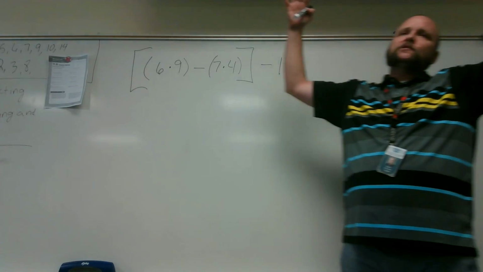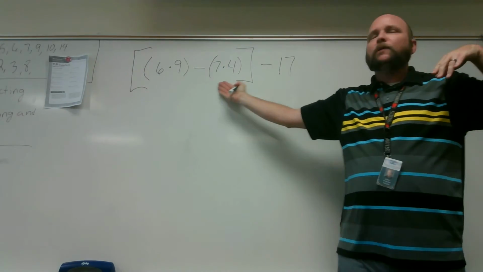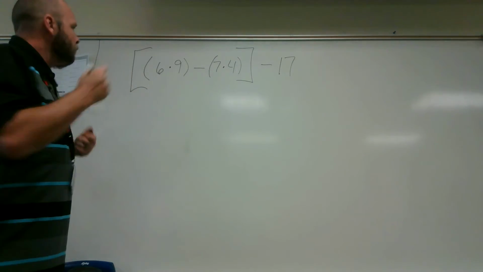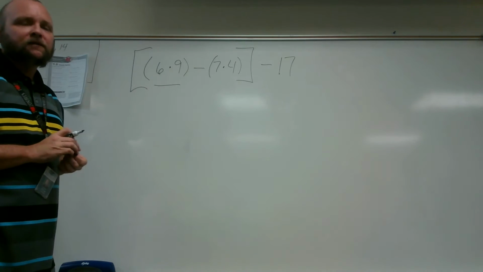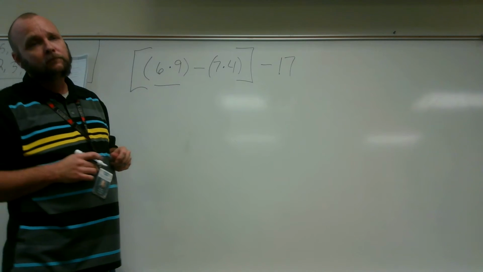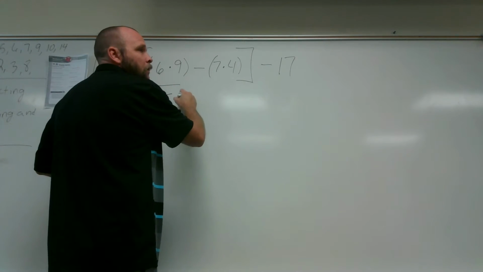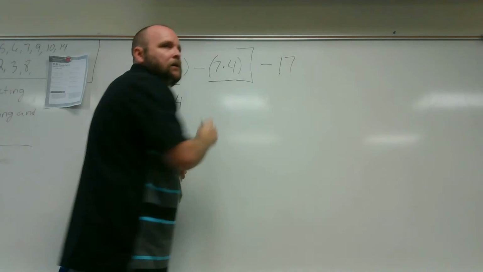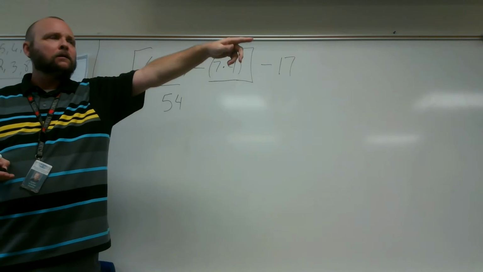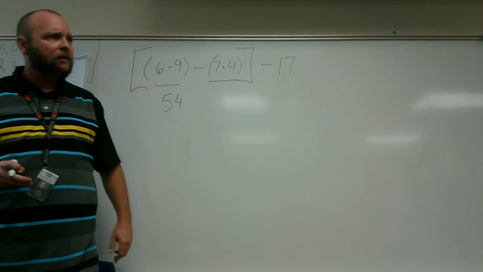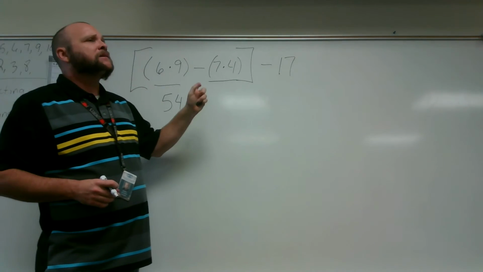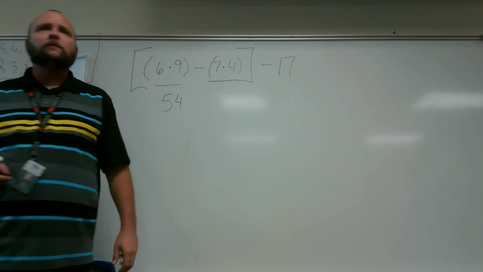Matt Lau, would you please tell me where we start? Inside the brackets, the biggest grouping symbol. Inside the brackets, we have 2 sets of parentheses. We work them from left to right. So what is the product of 6 and 9? 54. Matt Lau. Anybody belong to anybody? Is that Matthew? Well, go get it, Matt. She's not a mailman. It's Matt Lowe. Matt, what is the product of 7 and 4? 28.